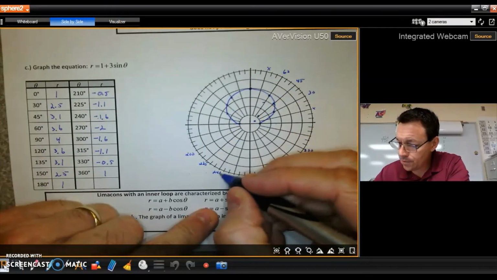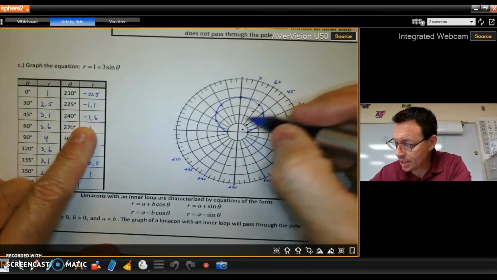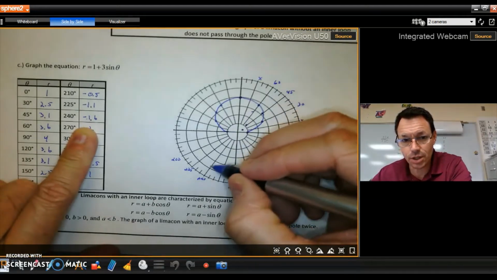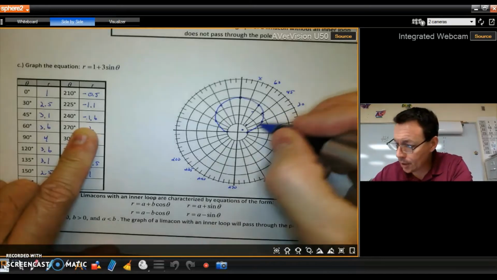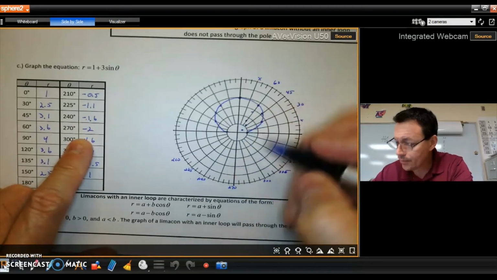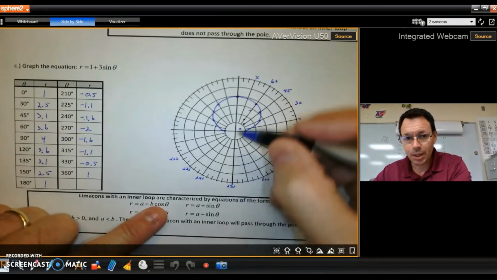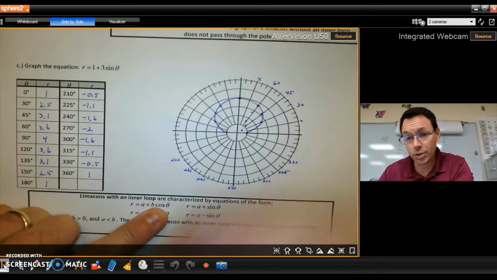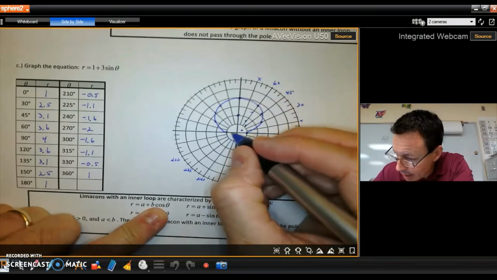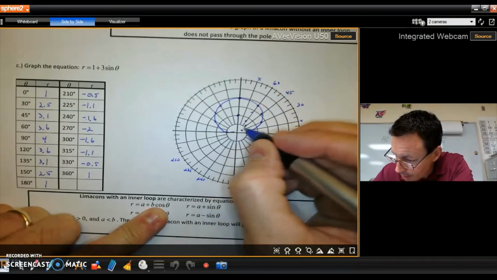And then at 240, I should be at negative 1.6. So again, I'm going this way. I'm going towards 60. 60 is across from 240. Okay, I'm going to go 1.6 and then 270. So again, here's 270, but I'm going away from 270. I'm going towards 90. 1, 2. So here's what's happening. These curl up.